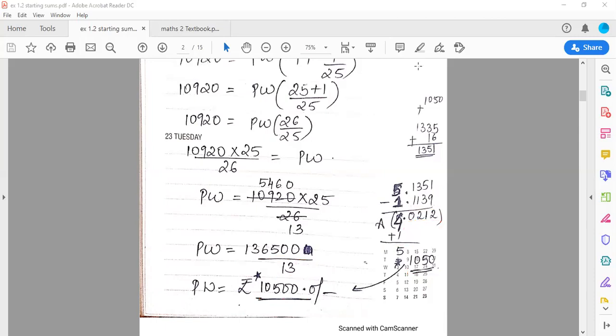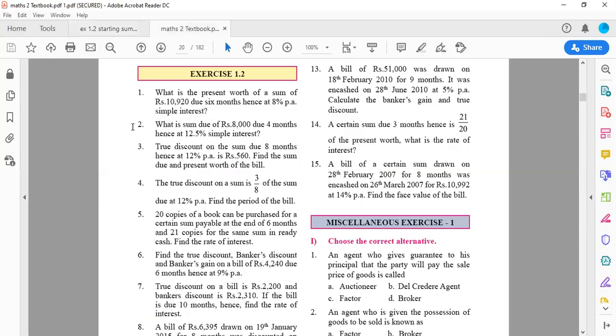Other option is you can solve this sum by normal division also. But I request and suggest all of you to practice log because it will be useful for your other sums in the next lessons as well. So are you all clear with the first sum, students?